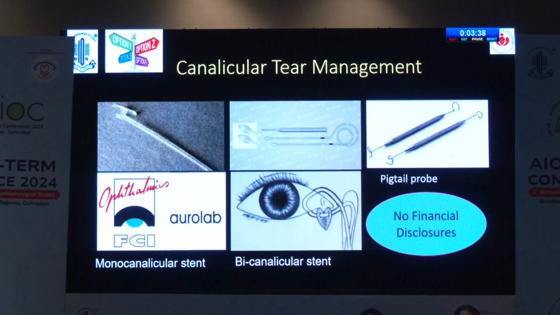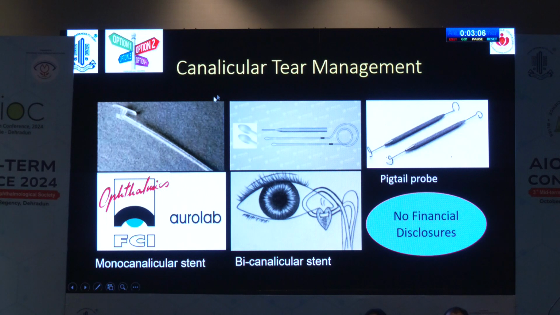So these are the different options. This one is a monocanalicular stent, and from Orolab and the FCI, I have no financial disclosures to make. And these are bicanalicular stents. More common are the Crawfords and the Rettlings. This is a pigtail probe. So traditionally, the pigtail probe and bicanalicular intubation were used for these canalicular lacerations, but these need more expertise. And when you have to pass through the normal canaliculus, there is a risk of damaging the normal canaliculus.